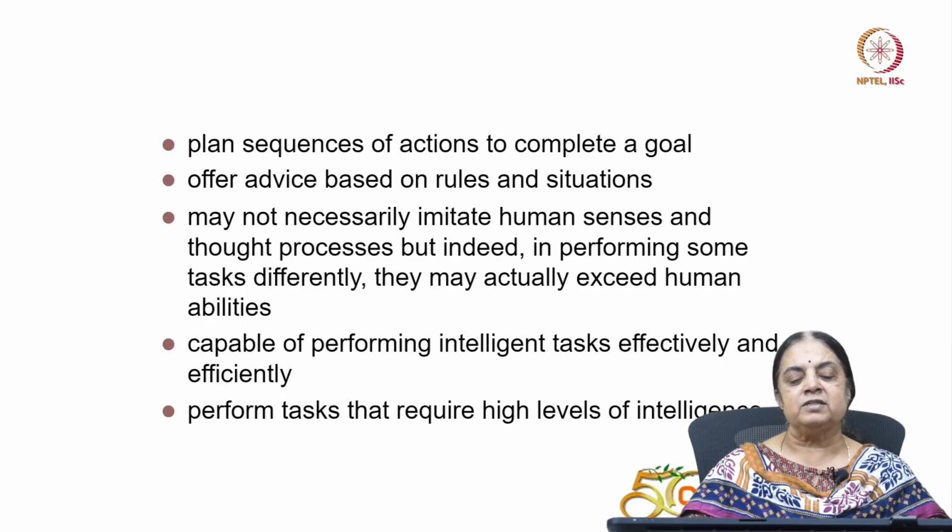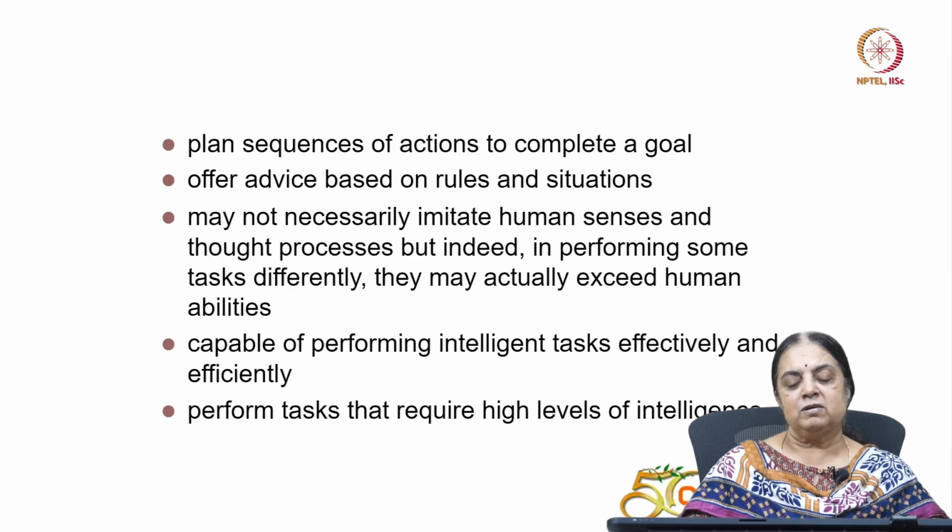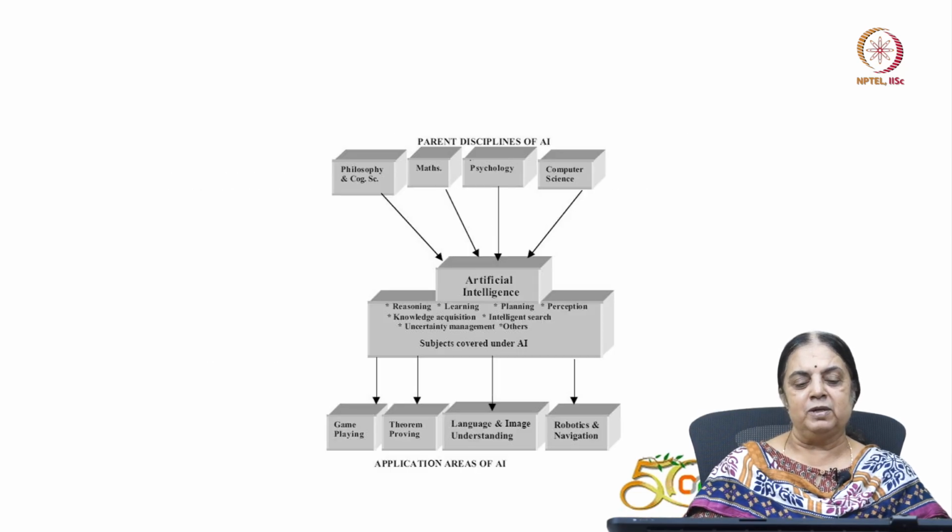Next is offer advice based on rules and situations. So that is like the expert system. You may have an expert system which, if you give the symptoms of a person, tells you what disease they have. So that's what we mean by offering advice. And of course, it may not necessarily imitate human thought processes. In some cases, it could be done in a different way but get the same result basically. Perform tasks that require a high level of intelligence, etc. So that's what you're trying to see how to make the computer do basically.